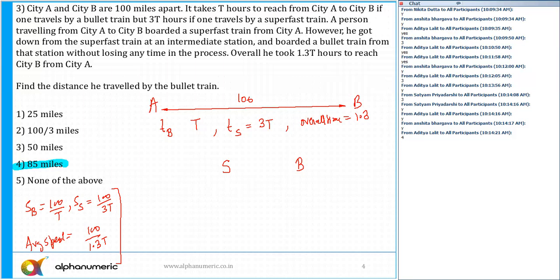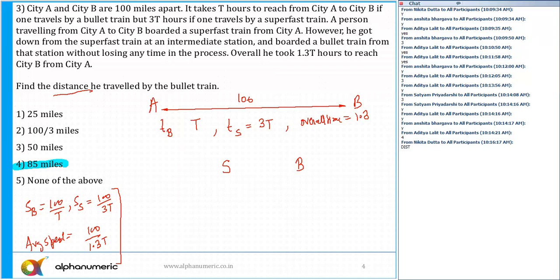And we have discussed in the class that if we alligate the speed, what will we get? If we alligate the speed, then we'll always get the ratio of time. If we alligate the reciprocal of speed, then we'll get the ratio of distances. And since I need to find out the distance he traveled by the bullet train, I'll work on the reciprocal of speed.